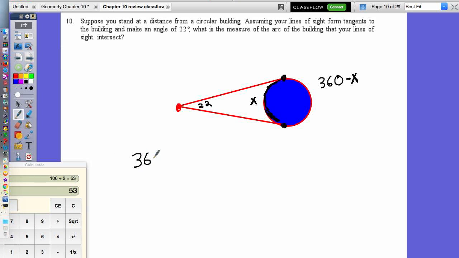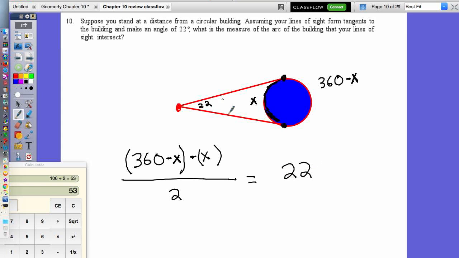So 360 minus x, right? Minus another x. So basically, you're taking the larger arc and subtracting the smaller arc, dividing by 2, and you're going to get the measure of the angle, which is 22. So 360 minus x is 360 minus 2x divided by 2 equals 22.